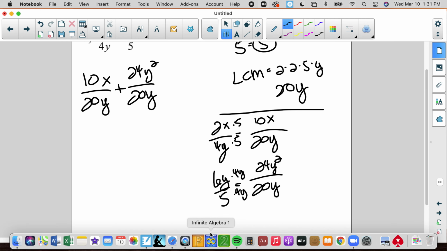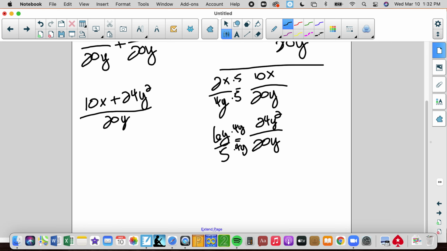All right, same denominators. Let's put them together in the numerator. We can, what isn't that marker? That's kind of annoying me. There you go, because it was right in the way of my extending page.